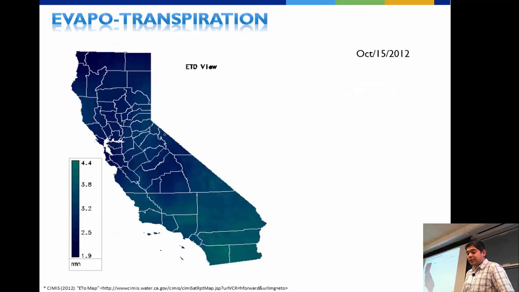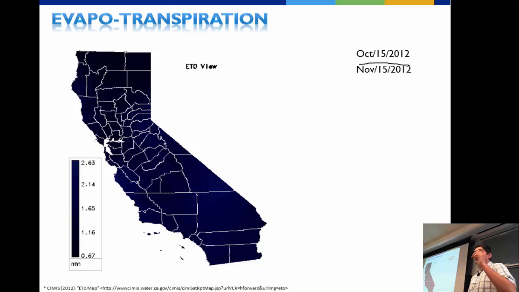Now this is the reference evapotranspiration. Imagine that we have all California paved with grass. Everything is grass right now. The realtor business will be happy, won't they? They just like to sell houses with green lawns. Okay, so this is how much water is taken in October 2012.